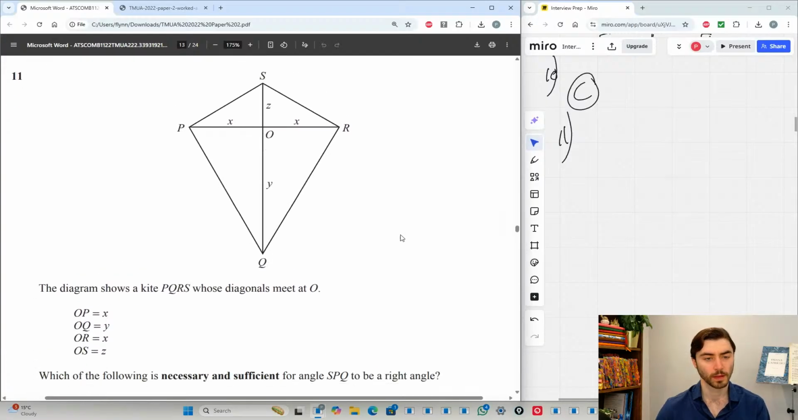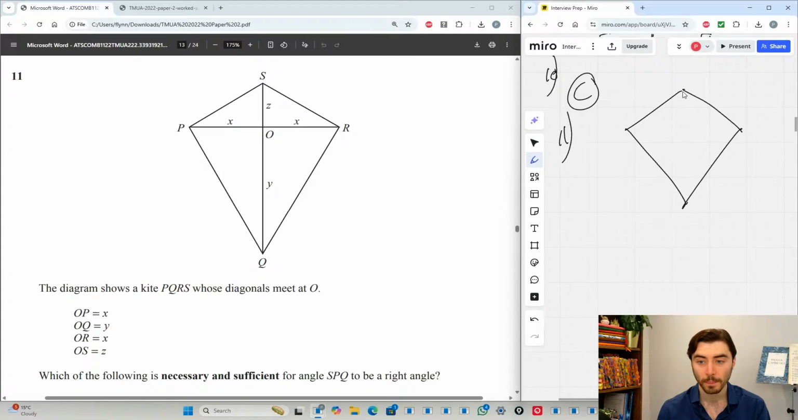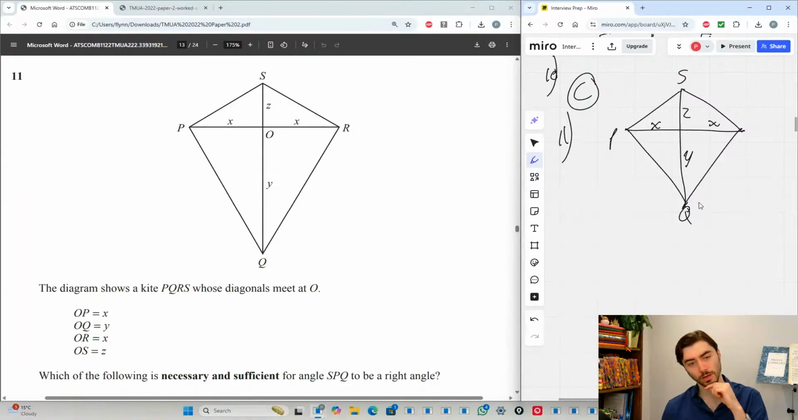Okay. So we need, let me draw this out. You won't be able to draw on the real thing, so I won't either. So we want SPQ to be a right angle. I'll call that A and that B.